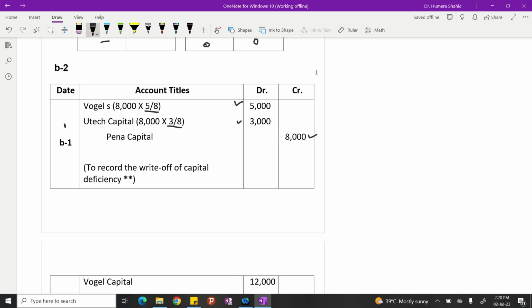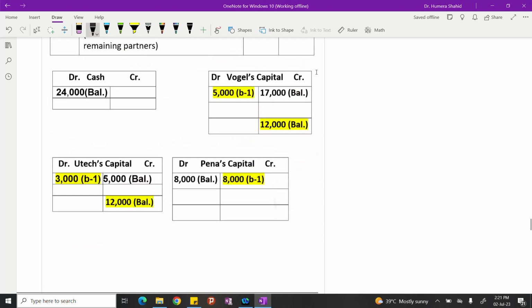How did they give the money? Not in form of cash. They reduced their own capital claims. Okay, this is a typo error. My capital is gone from here. So it's Vogel Capital and then UTech Capital. Okay, let's prepare their updated T accounts so that we can make the final distribution to these 2 partners.